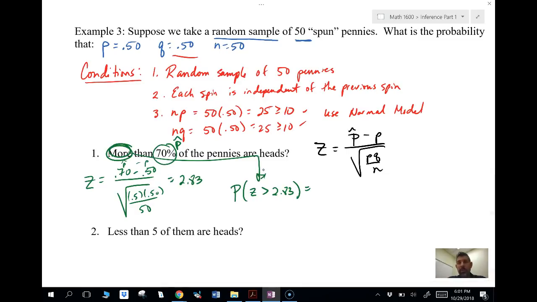I usually have my students in my college course look on their z table, but if they have a TI-83, 84, or a TI Inspire, or a Casio, they can use that to find this using normal CDF. But we're going to get 0.0023. If you need a review on how to use a z table, I've got another video on that. You can go check that out.